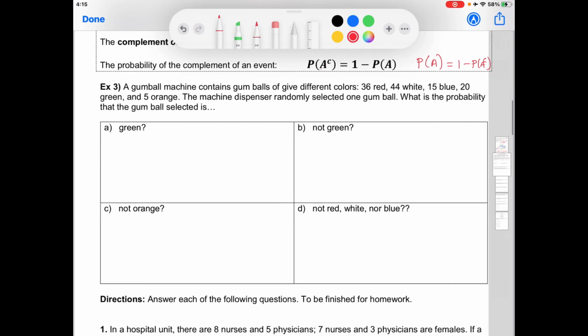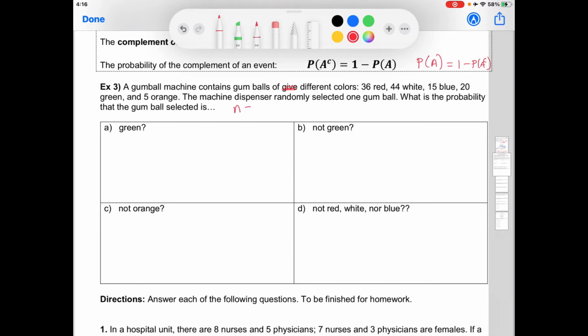So let's do this question. A gumball machine contains gumballs of different colors: 36 red, 44 white, 15 blue, 20 green, and 5 orange. The machine dispenser randomly selects one gumball. What is the probability that the gumball selected is, and we have to answer those questions.